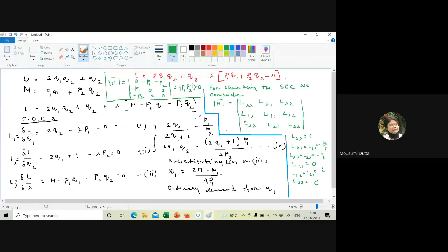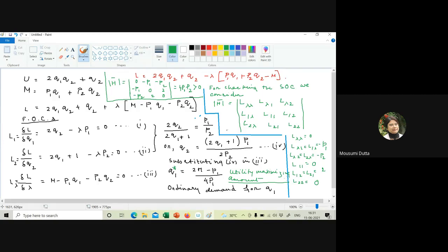So Q1 star is equal to 2m minus P1 divided by 4P1. That is the utility maximizing amount. And this is presenting the ordinary demand for Q1. Okay, so we can add a star here. This is utility maximizing amount. Okay, so this first part is done.